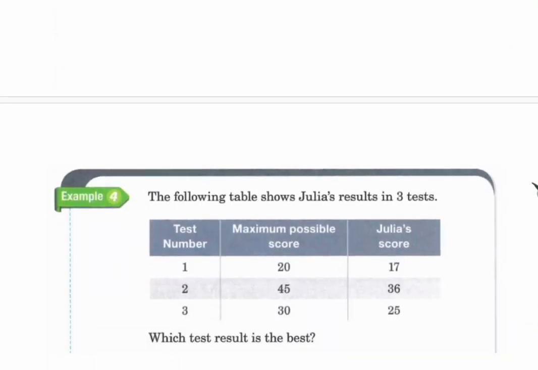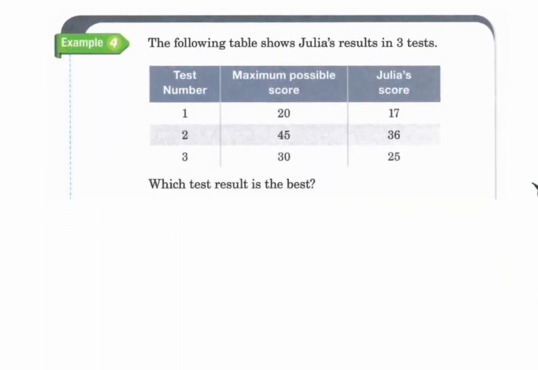Okay, on to another example. Example 4 says the following table shows Julia's results in 3 tests. Test number 1, the maximum possible score is 20 points. Julia scored 17 points. 17 out of 20. And for the second test, there were 45 points. Julia scored 36 points out of the 45 possible points. Third test, 30 possible points. She scored 25 points out of 30.